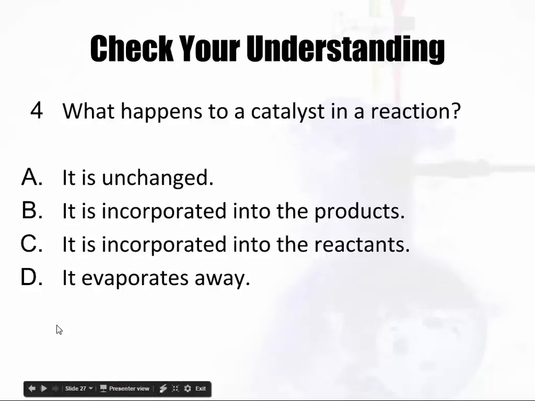And our last question, what happens to a catalyst in a reaction? Is it A, it is unchanged, B, it is incorporated into the products, C, it is incorporated into the reactants, or D, it evaporates away? So the answer should be A, it is unchanged. So a catalyst speeds up the reaction by lowering the energy, but it does not get consumed in the reaction. It's still there at the end.